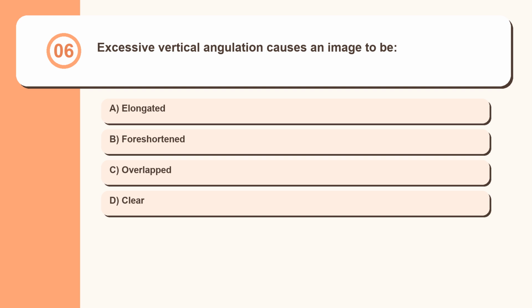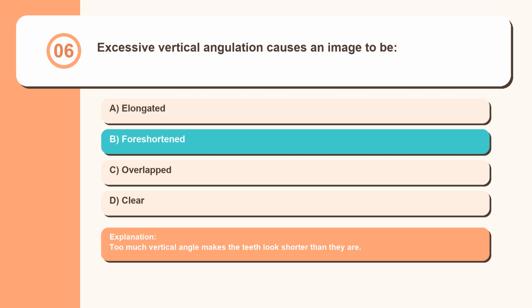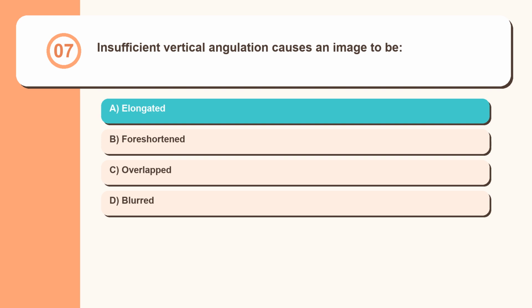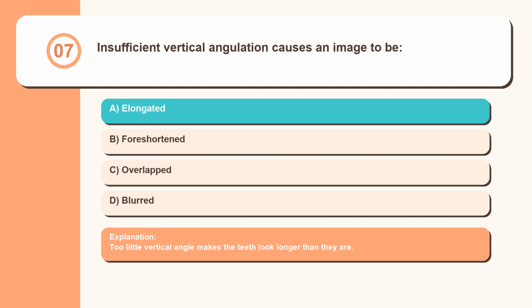Question 6. Excessive vertical angulation causes an image to be elongated, foreshortened, overlapped, clear. Too much vertical angle makes the teeth look shorter than they are. Question 7. Insufficient vertical angulation causes an image to be elongated, foreshortened, overlapped, blurred. Too little vertical angle makes the teeth look longer than they are.